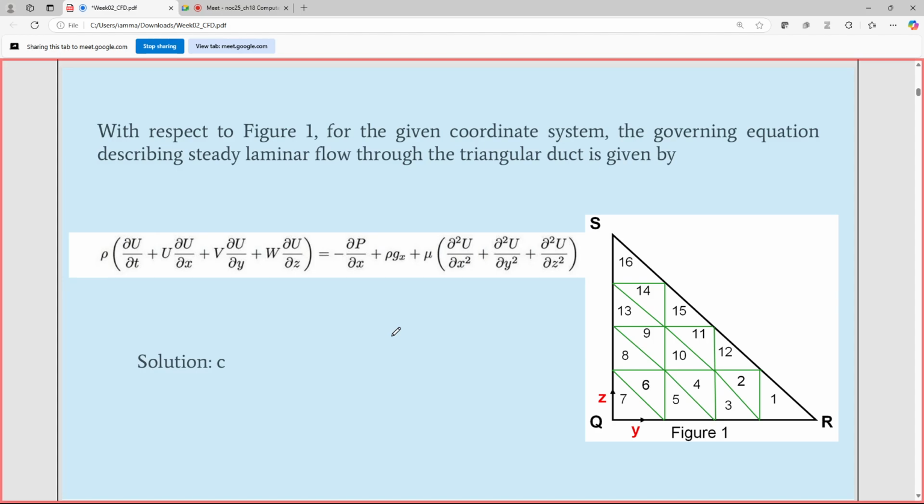This is the momentum equation expression. Since it is said to be steady flow, the time term will cancel out. Again, the other dou u by dou x terms and v and w terms will all cancel out. Again, the body force term won't be there. And since dou u by dou x is not there, dou square u by dou x square also will cancel out. The remaining terms will be dou p by dou x minus dou p by dou x plus mu times dou square u by dou y square plus dou square u by dou z square. That's our answer. The solution is option C.